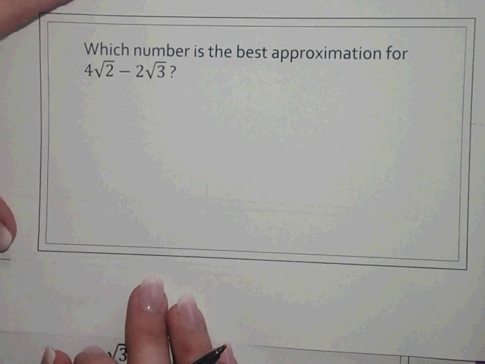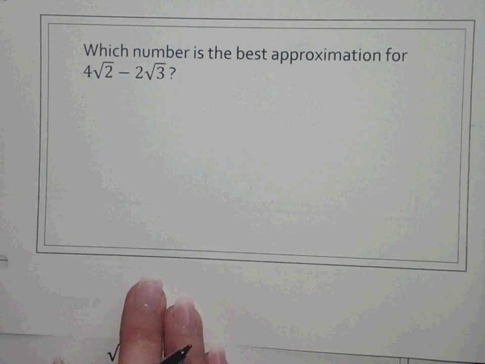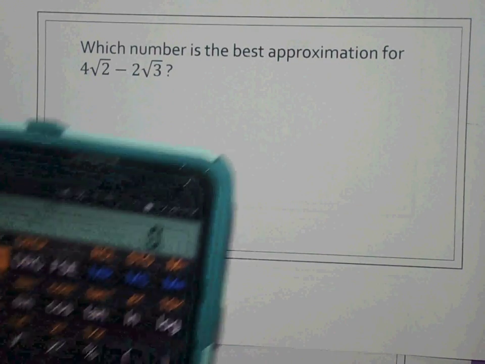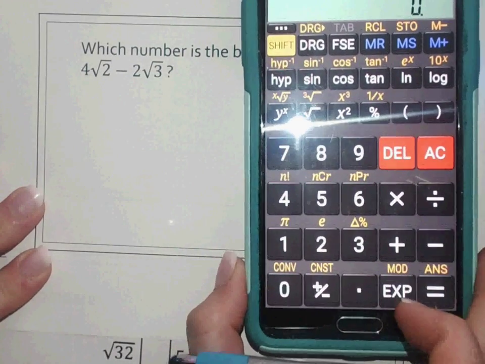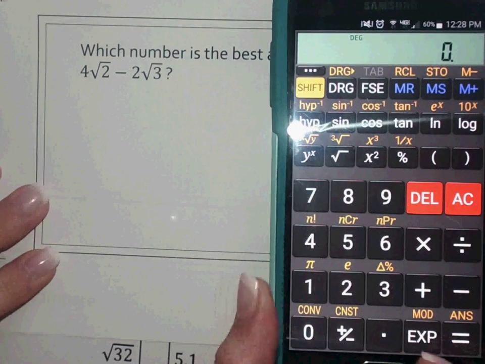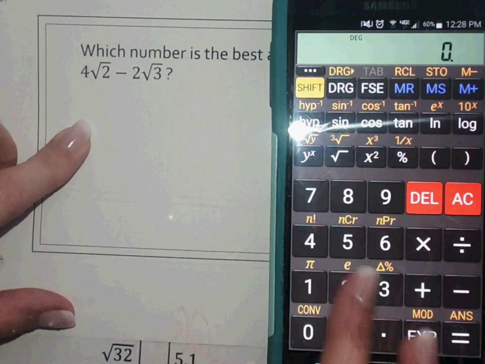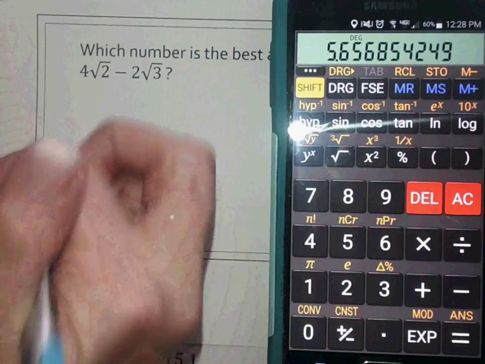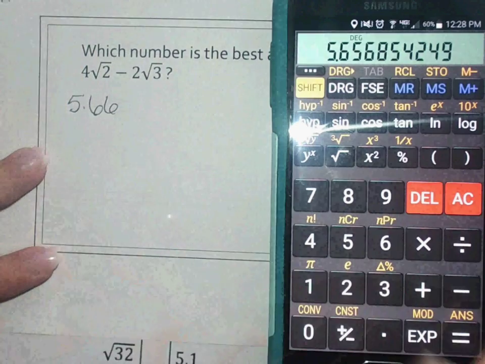Okay, which number is the best approximation for 4 times the square root of 2 minus 2 times the square root of 3? Now you're not going to see any of these where you're not going to be able to use your calculator. I like my calculator for stuff like this because it gives me a good idea. Let's do the square root of 2 first, and then multiply times 4. And I get about 5.66.